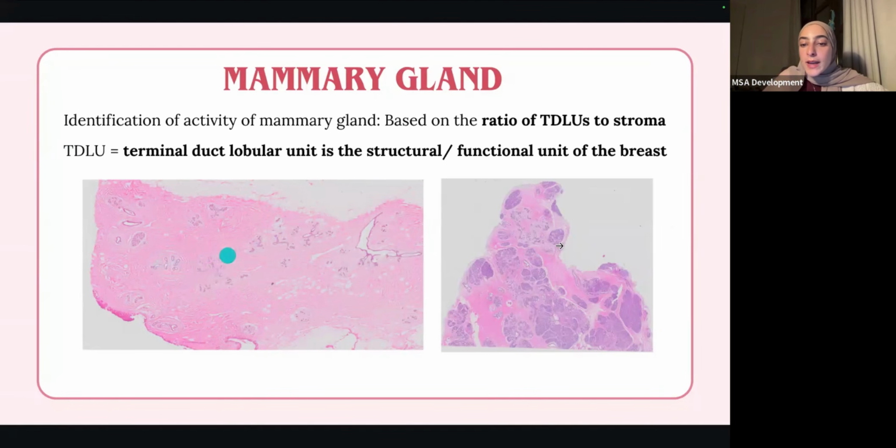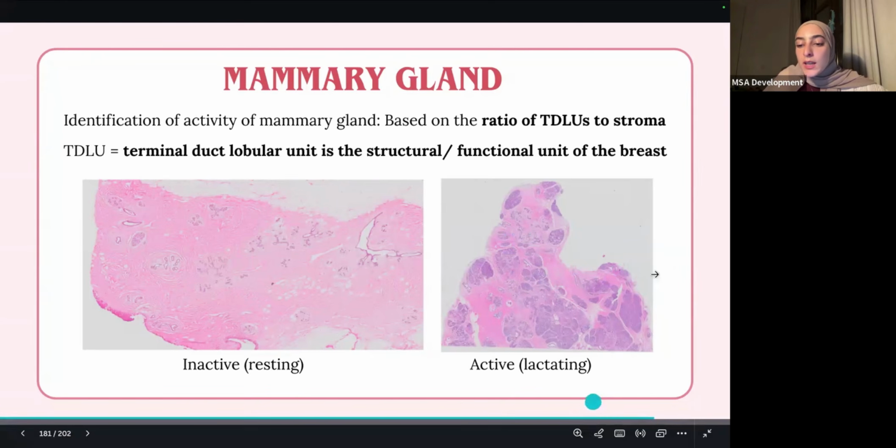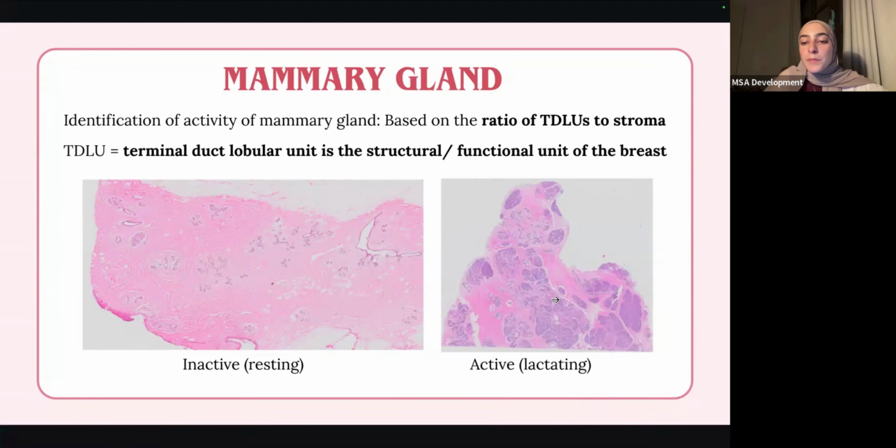These are TDLUs, okay? And here, where are the TDLUs? These purple ones. Look how many there are. So what can we say? Is this active? Yes, it is, because this has a lot of TDLUs. And what do you mean by active? It's lactating, because these TDLUs produce and secrete milk, okay? These are the lobular units, and there's so many of them here. You can barely see any pink, you can barely see any stroma.